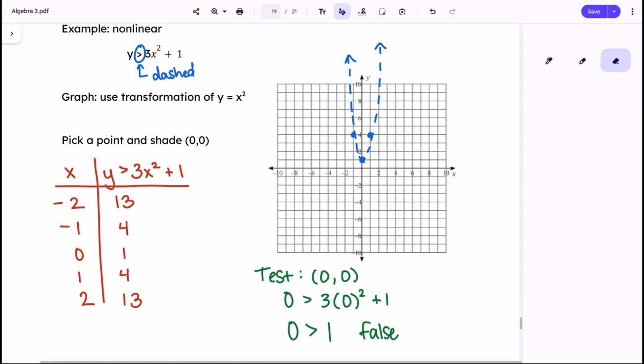Where would that be at on my graph? 0, 0 is below, right? So where do I want to shade? Inside. So all your coloring should be inside the parabola.